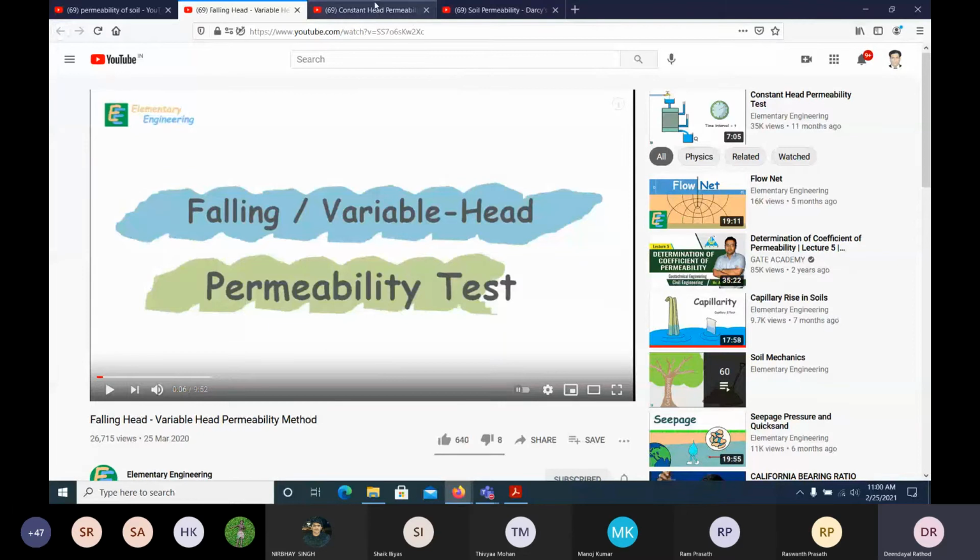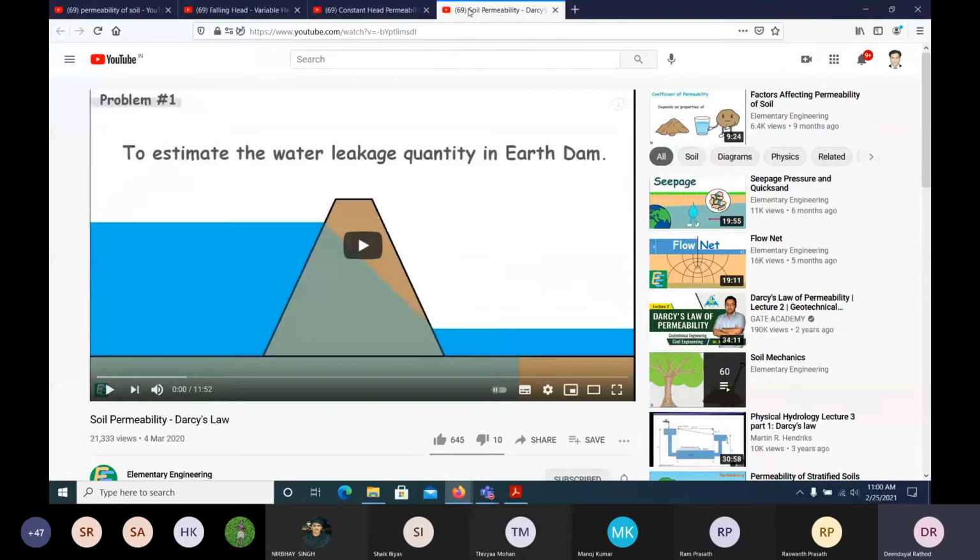Falling head method, constant head method, and soil permeability Darcy's law. Anyway, first we'll see Darcy's law, then the falling head method and the rest.